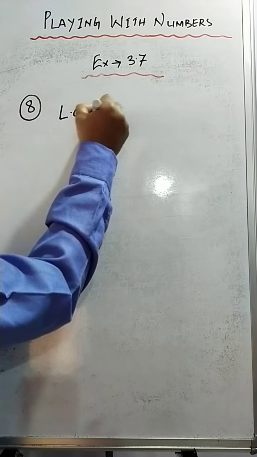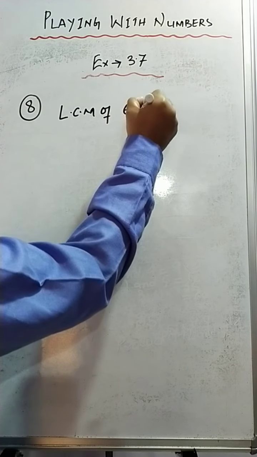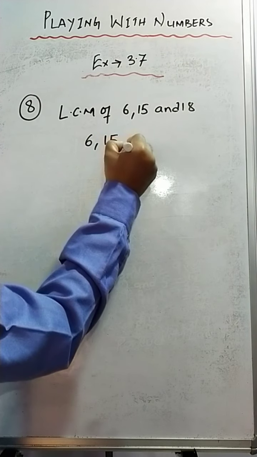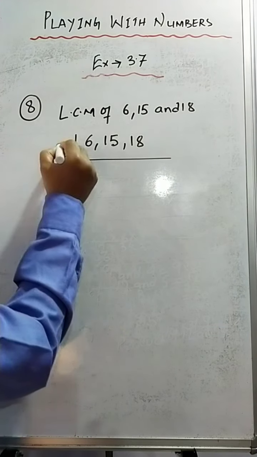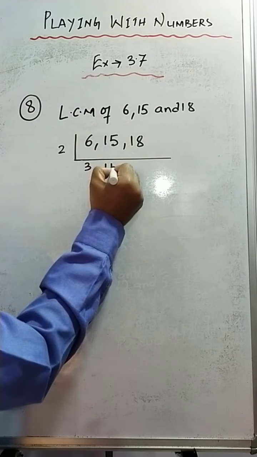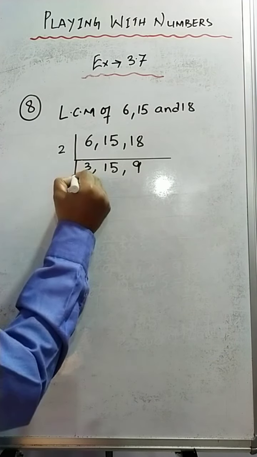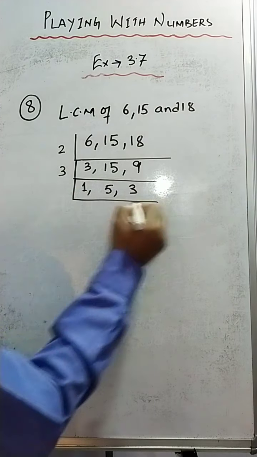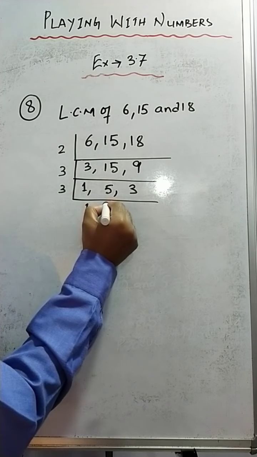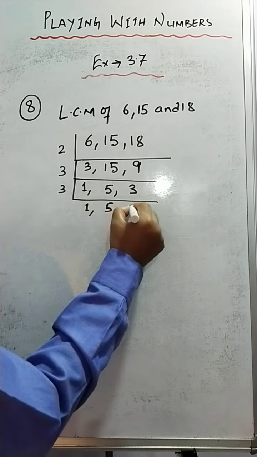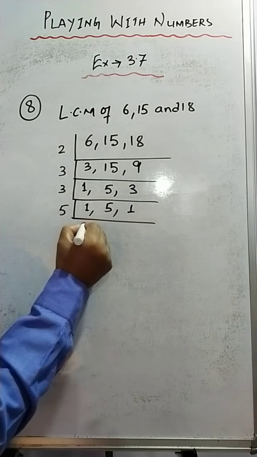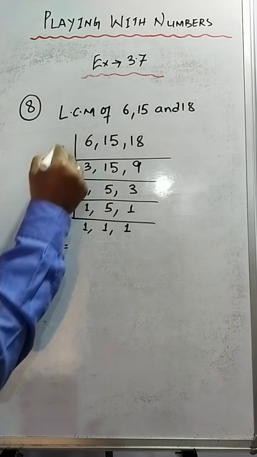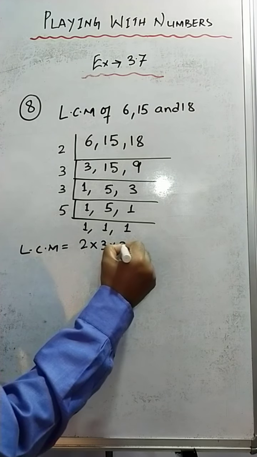So LCM of 6, 15 and 18. Let's get it. 6, 15 and 18. 2 3s are 6, 15 is not divisible by 2, 2 9s are 18. Now 3 1s are 3, 3 5s are 15, 3 3s are 9. 3 1s are 3, 1, 5 will not, it's not divisible by 3, then 5 1s are 5, and 1. So what is the LCM? LCM would be 2 into 3 into 3 into 5.